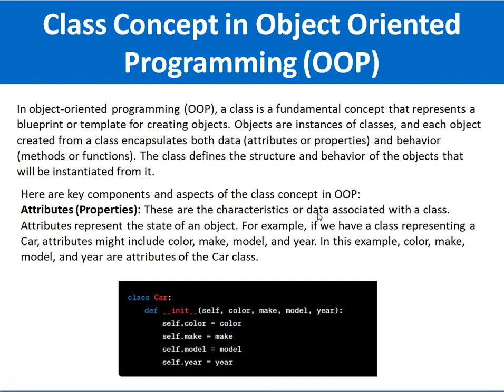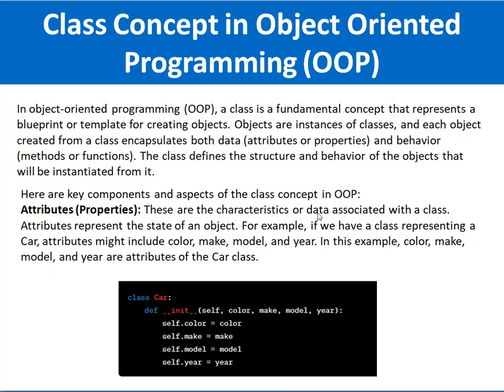Objects are the instances of the classes, and each object created from a class encapsulates both data, meaning attributes and properties, and behavior or functions. So every class has two things mainly. One is the data, meaning the attributes and properties, and the second one is its behavior, or methods or functions. Once we have created the class, the objects or instances of the class can be created.